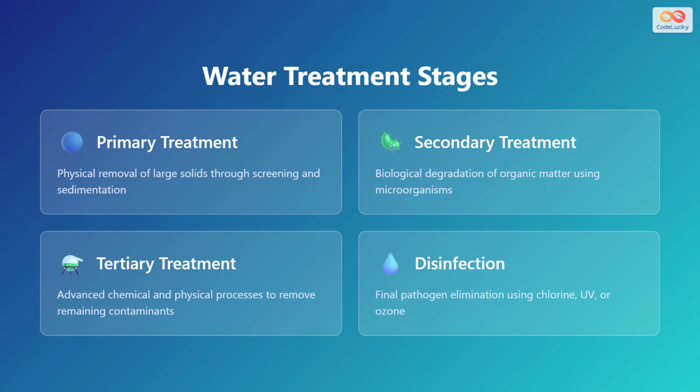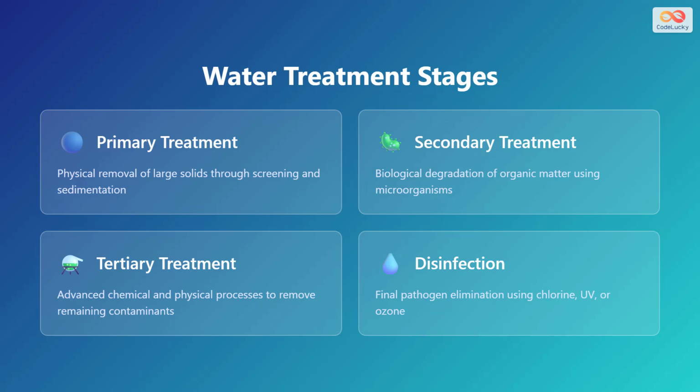Water treatment occurs in multiple stages, each designed to remove specific types of contaminants. Primary treatment is the first step, involving physical processes. Large debris is removed through screening, and then water flows into sedimentation tanks where gravity causes heavier particles to settle to the bottom, forming sludge.